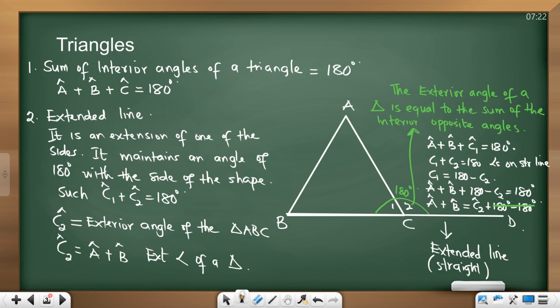But please make sure that you see it as an extended line. You cannot have an exterior angle if you don't have an extended line. How do you identify the extended line? It must be a continuation. The line is extended and it must form an angle of 180 degrees with the shape. All right, one more slide about triangles and then we will move on.